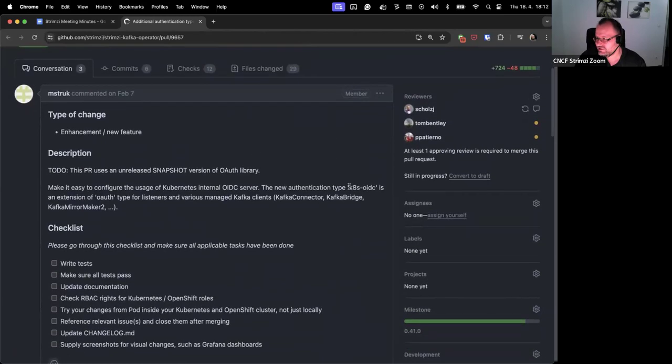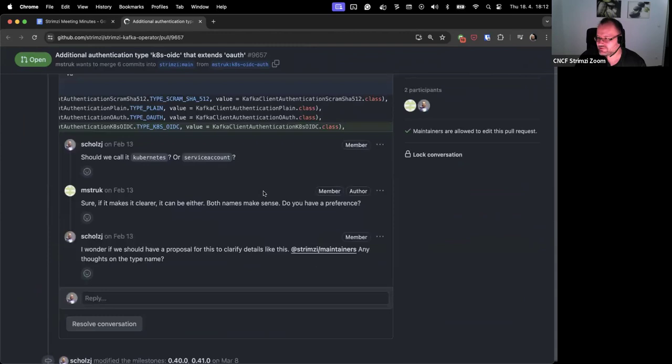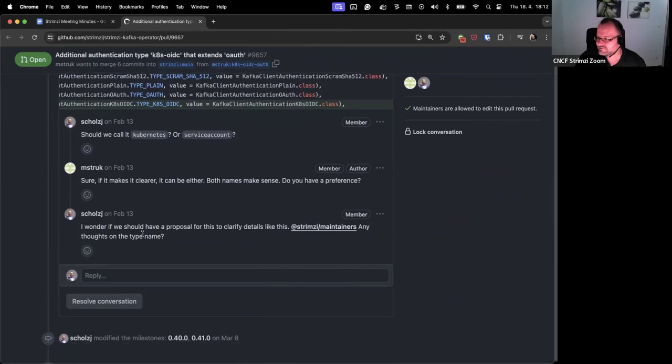K8S-OIDC. And I think that's super ugly and misleading. So I wonder if we should call it something like Kubernetes or service account. Unfortunately, nobody else from the maintainers bothered to reply for 2 months, but we should probably discuss it so that Marco can move forward with it.